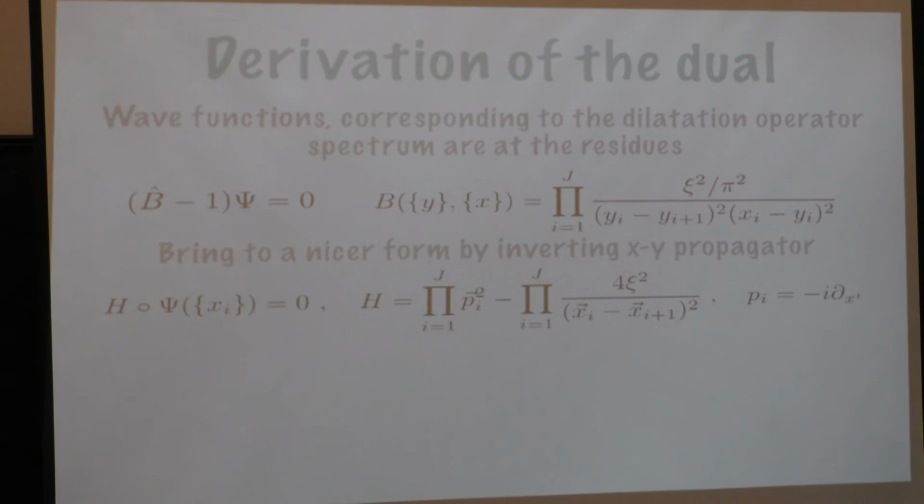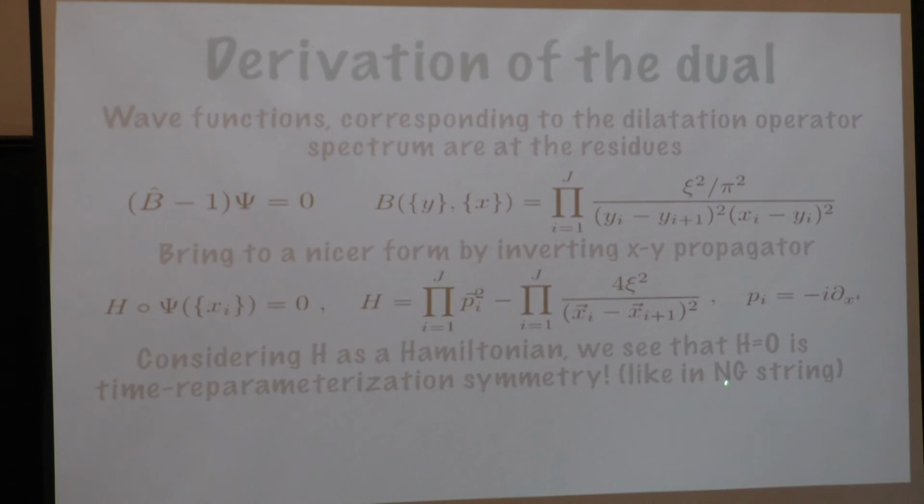H is 0 means time reparameterization symmetry, right? Because if you think about H as a Hamiltonian for a second, then it means that the wave function doesn't depend on time at all. So if you change time to any function of time, it's still the same. So your theory is obviously time reparameterization symmetric. You can find the same type of condition, H is 0, in string theory. If you start from the Nambu-Goto action and write the Hamiltonian, then it's also 0. That's the constraint you get.